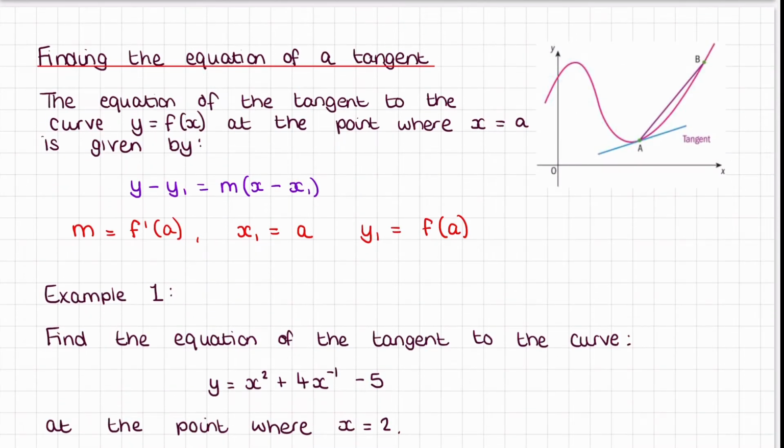Next part, finding the equation of a tangent. The equation of the tangent to the curve of y = f(x) at the point where x = a is given by, we've got our equation of the line here, y - y1 = m(x - x1). Our m is the gradient at a specific point, which is what we just found before. x1 and y1 are our coordinates of the original point.